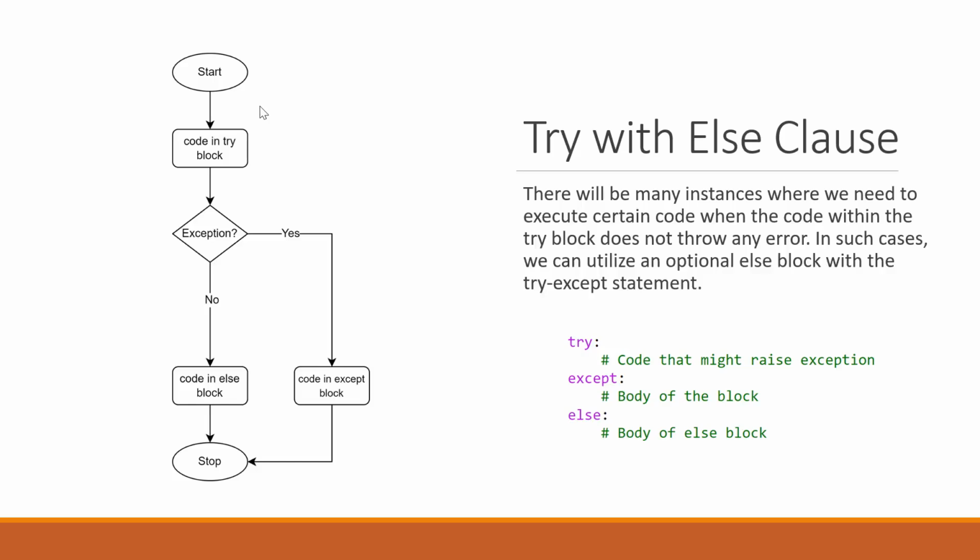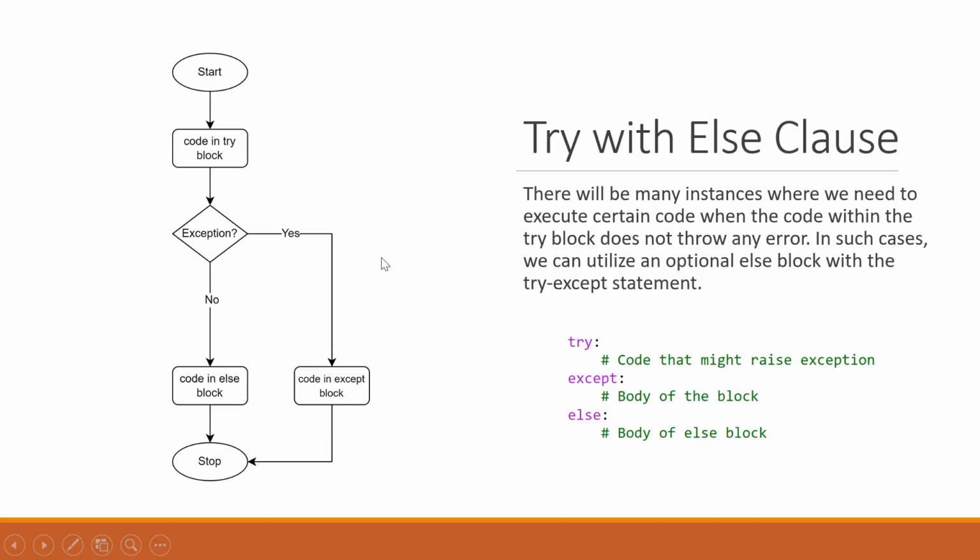Here you can see the workflow of this execution. First the code given in the try block will be executed. If the code given in the try block does not return any exception, then the code given in the else block will also be executed. But if the code given in the try block returns any type of exception, then the code given in the except block will be executed and the code given in the else block will be skipped.